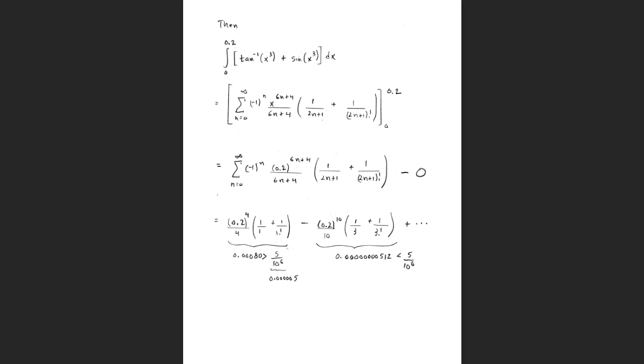Okay, and now we are ready to do our definite integral to compute it. So the limits go from 0 to 0.2, and all right, well, here's the integral written as a power series. And I've got to substitute in a 0.2 and a 0.